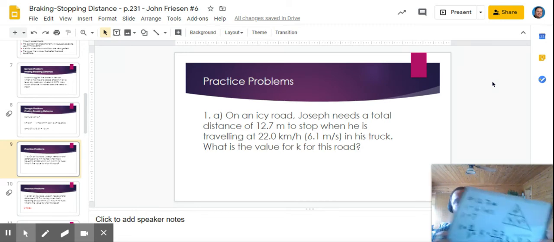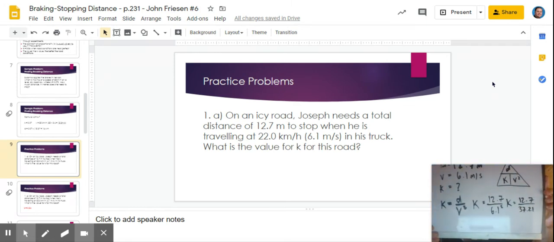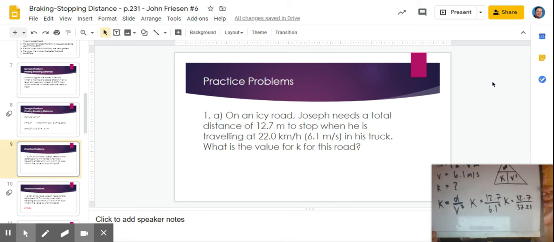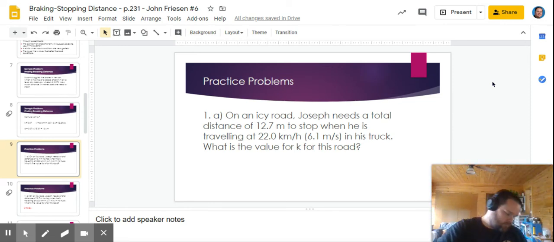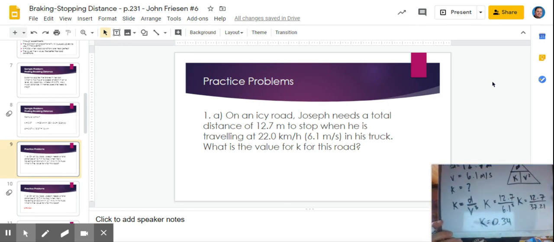So this is what your equation should look like so far. To find your K value, you're going to take 12.7 and divide it by 37.21, and you're going to get a K value of 0.34.